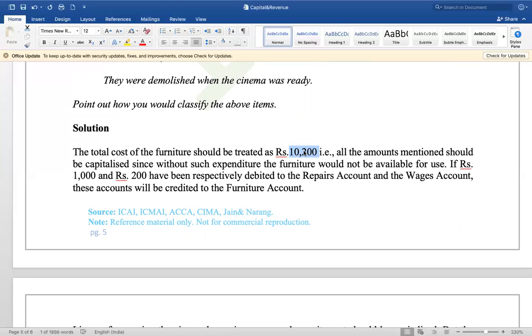Because all these 9,000, we don't have any confusion, right? It is furniture, it is a long-term asset, used for any purpose. There it is a fixed asset.